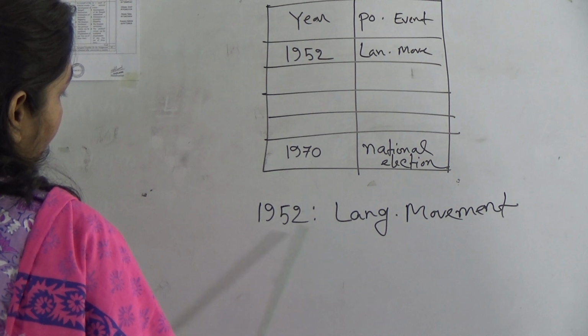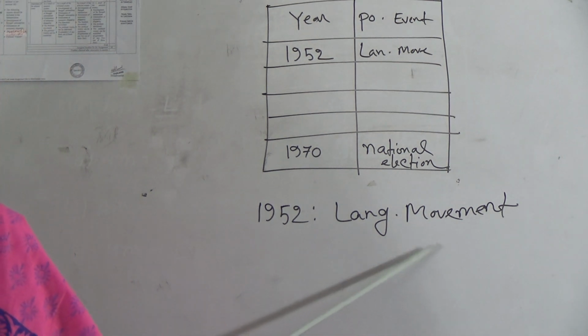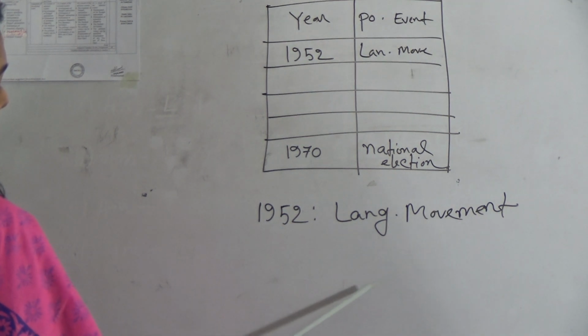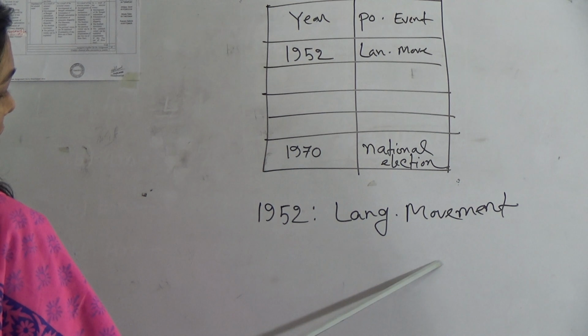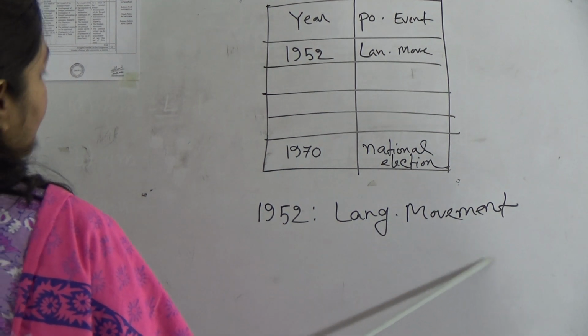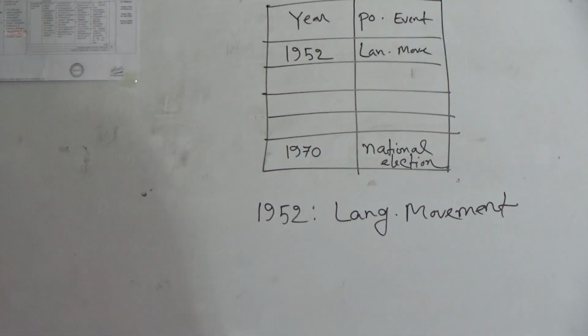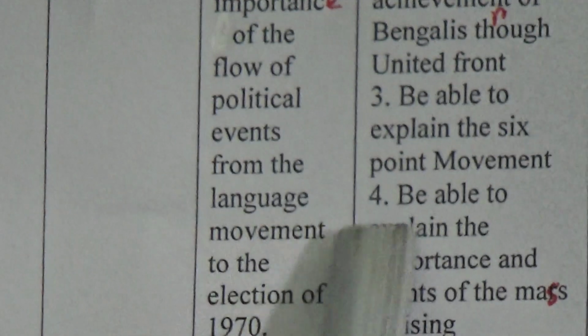So student, at first you have to give the background of the language movement, then the causes of the language movement, then the result of the language movement, and then the significance of the language movement in detail. Now number 3, explain the importance of that incident in our national life. We know that, student, the language movement has a great impact on our national life.